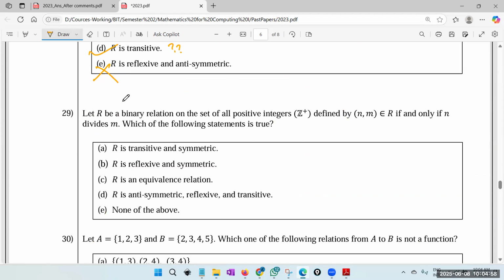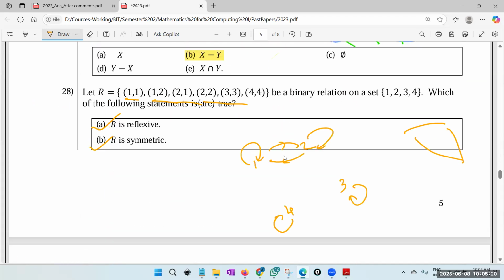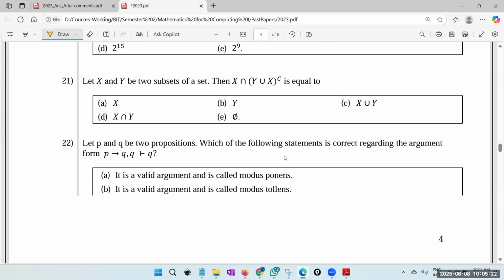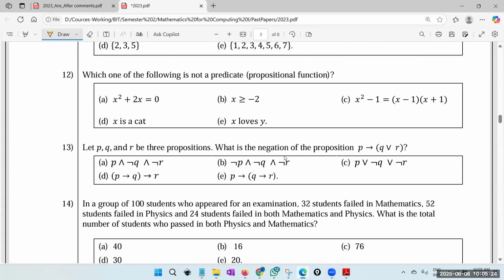29. Let R be a binary relation on the set of all positive integers defined by (n, m) in R if and only if n divides m. Okay, so we'll stop at this point because otherwise we will not get a chance to do database. But we've skipped a few questions. We'll do those. Otherwise we will forget about that.